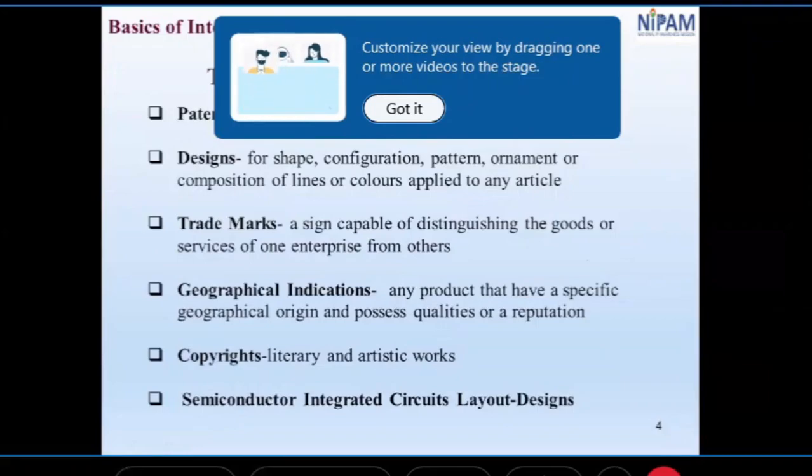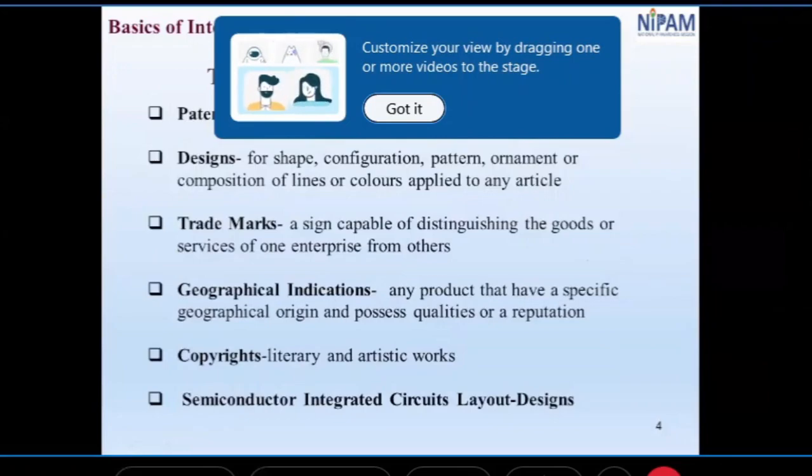The first one is patent, the second one is design, the third one is trademark, the fourth one is geographical indication, the fifth one is copyright, the sixth one is semiconductor integrated circuit layout design, that means SICLD, which is especially for electronics and IT people, and the seventh one is plant variety protection and farmers' rights act. That is especially much more important for ICAR people. So if you broadly divide IP, there are 6 to 7 types of IPs.